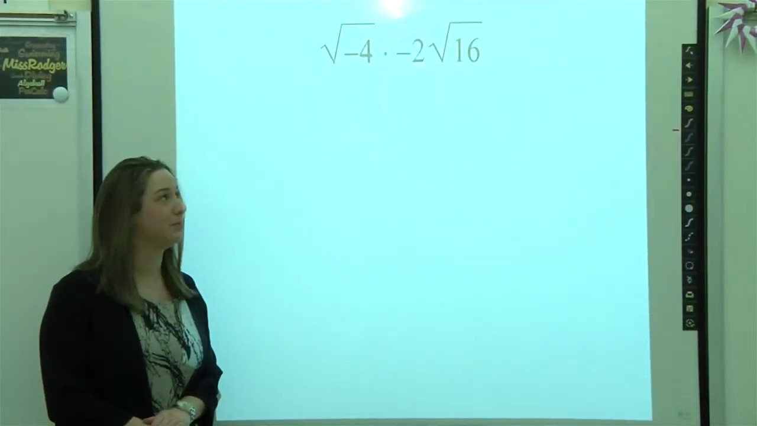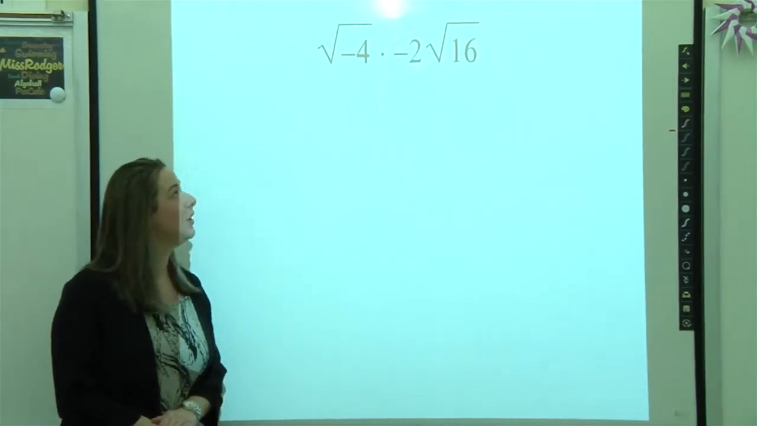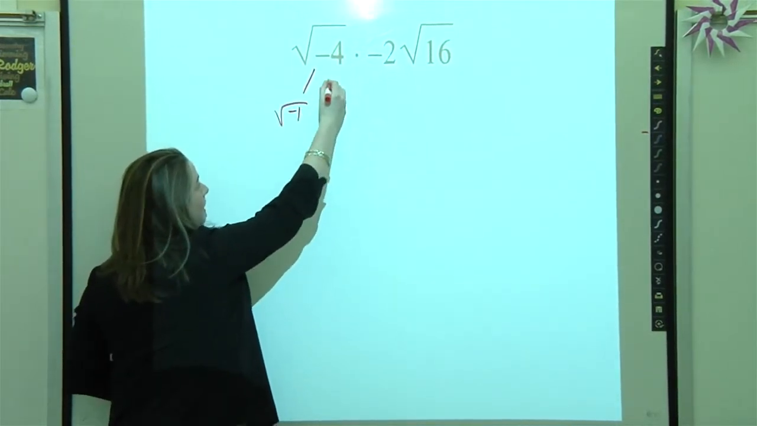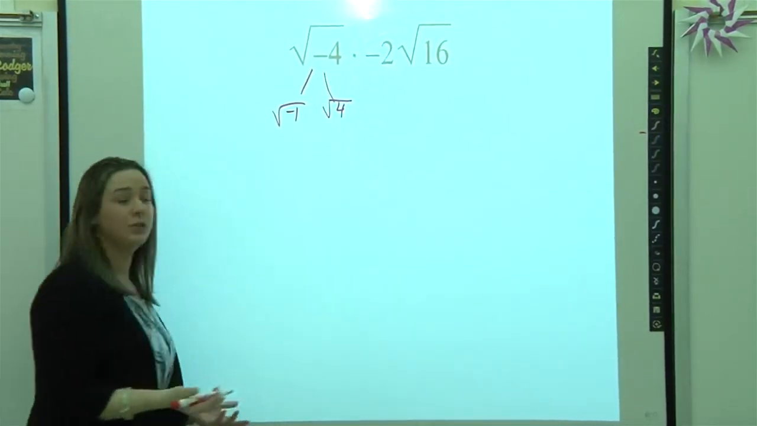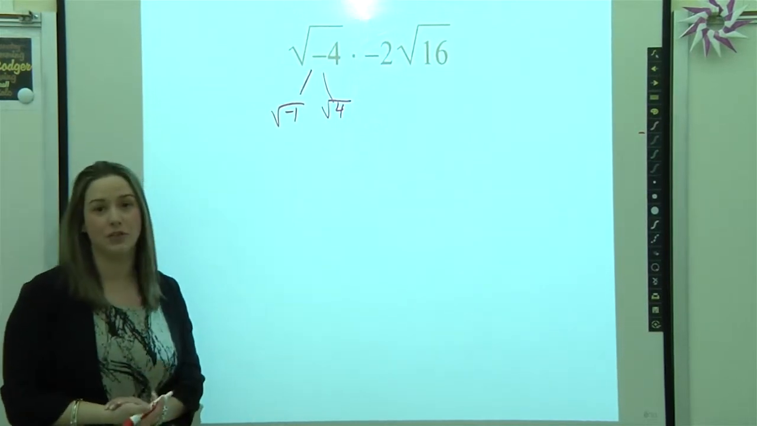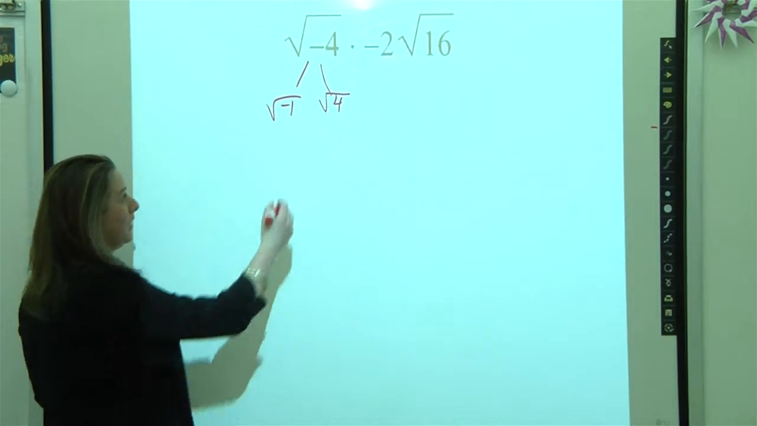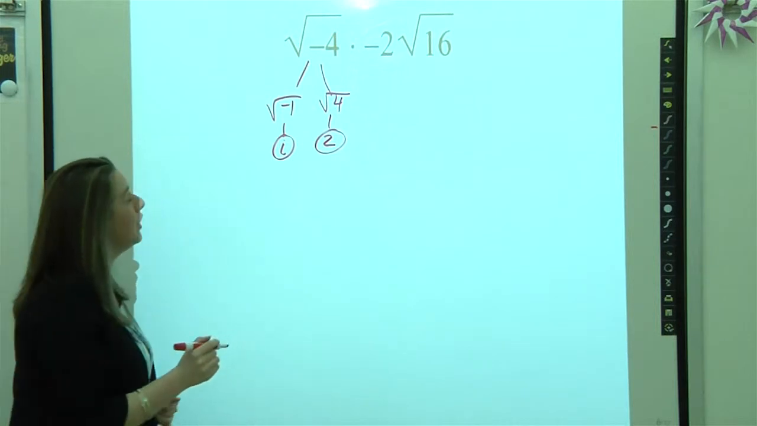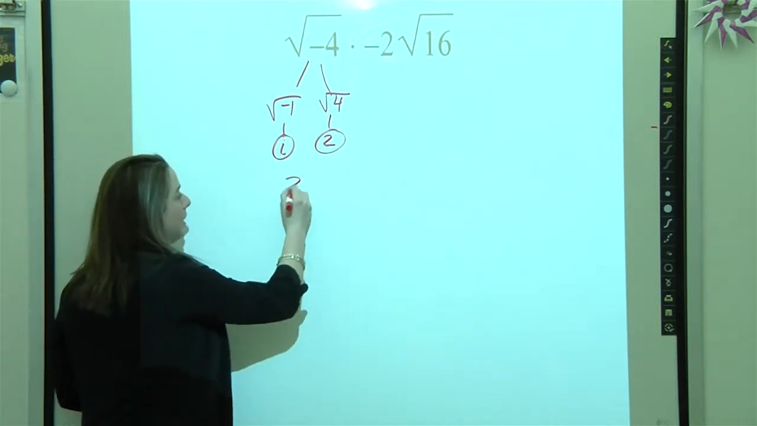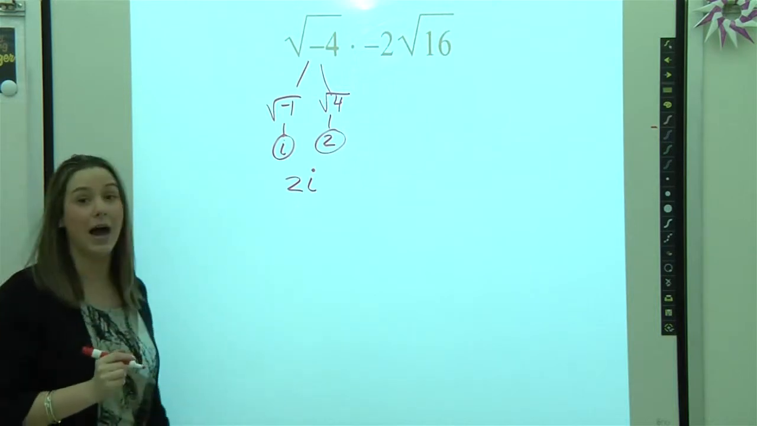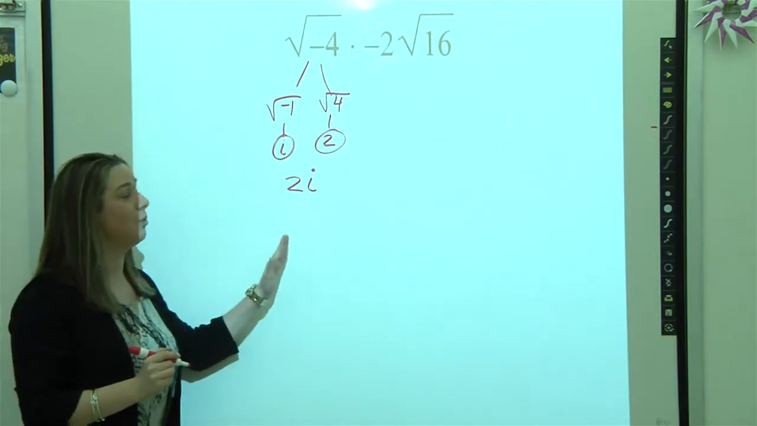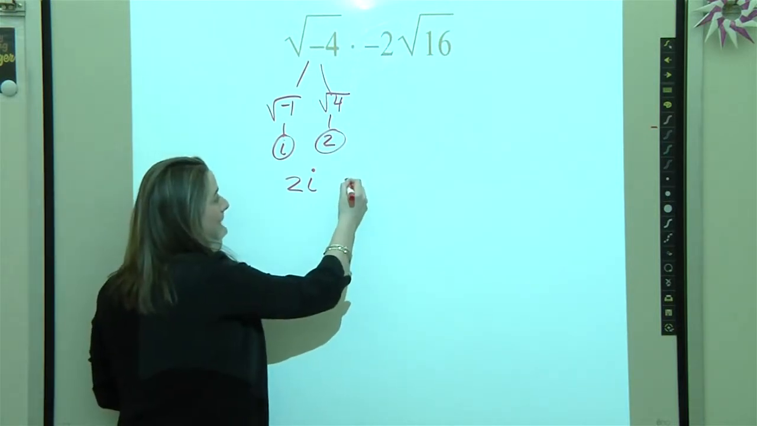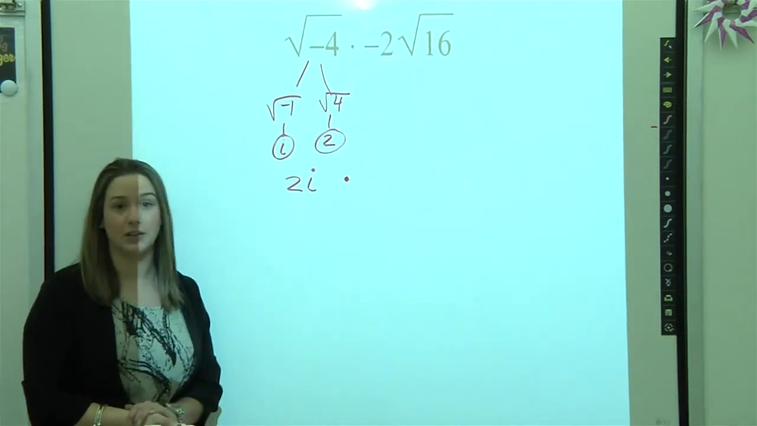Let's take a look at another multiplication problem with complex numbers. So radical -4, again, I want to think about as radical -1 times radical 4. The words radical and square root can be used interchangeably, so please be aware of that. Radical -1 is i, and radical 4 is 2 since it's a perfect square. So if I think about radical -4, this simplifies to just 2i. I'm going to deal with each one of these components separately and then put them back together at the end. So I'm going to bring my times symbol down, and now I'm going to deal with -2 radical 16.